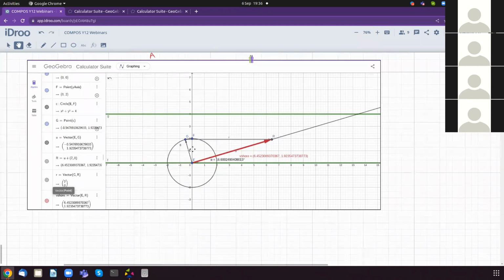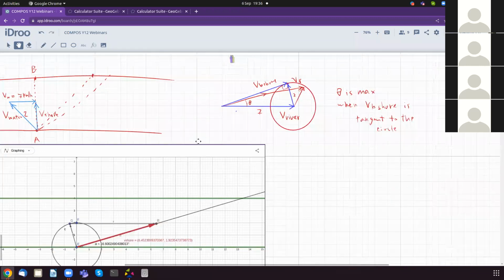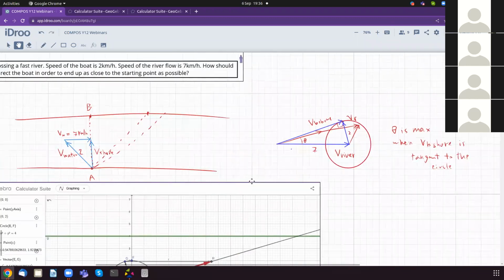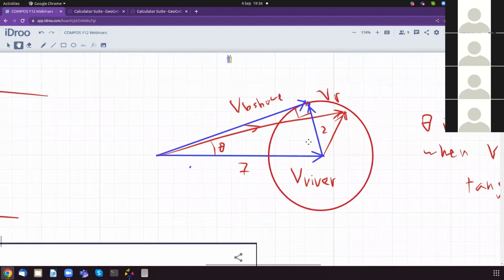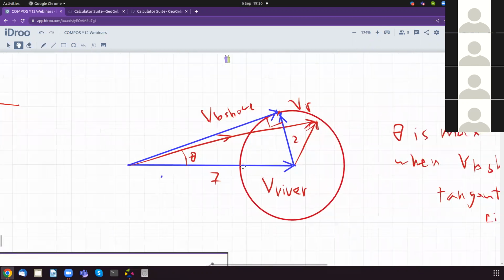How can you show that it's optimal without calculus? Well, because from the diagram, you need to maximize this angle, theta. And the 7 is fixed. The base of the triangle is fixed. This point can be moved along the circle.